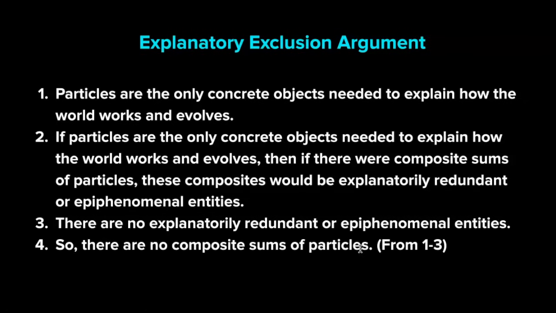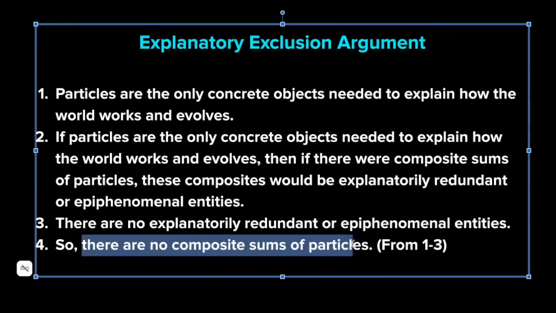Finally, from premises 1 through 3, the argument concludes that 4, there are no composite sums of particles. This conclusion delivers Mereological nihilism, at least granting that composite objects, if they existed, would be composites of particles. You and me and tables and planets and trees and galaxies and the universe, if any of these composite objects existed, they would be composite objects ultimately composed of particles. And so yeah, this conclusion delivers that there actually aren't any tables and apples and molecules and planets and galaxies or the universe or even people.